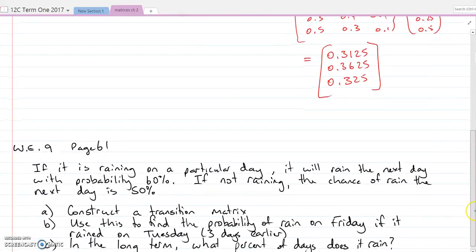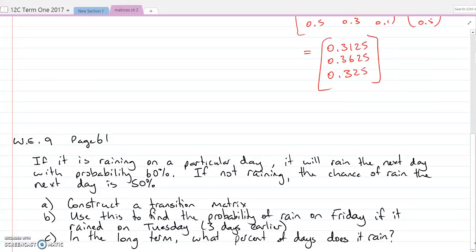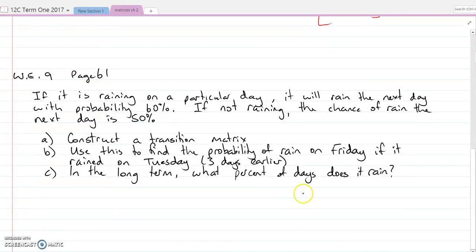Okay, the next example is from your textbook. If it's raining on a particular day, it's going to rain the very next day with a probability of 60%. If it's not raining on a particular day, the chance of rain the next day is 50%. So we have to make a transition matrix, and just remember you have across the top, so we've got, started off, we've got rain and no rain, rain and no rain. And remember, this is from, or before, and to.